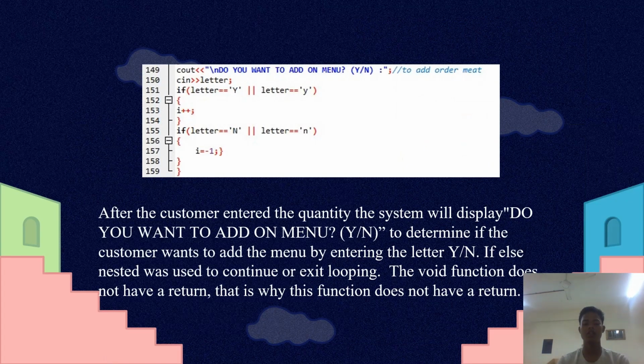After the customer enters the quantity, the system will display "Do you want to add on menu, yes or no?" to determine if the customer wants to add a menu by entering the letter Y for yes and N for no. An if method was used to continue or exit the loop. The void function does not have a return. That is why this function does not have a return.